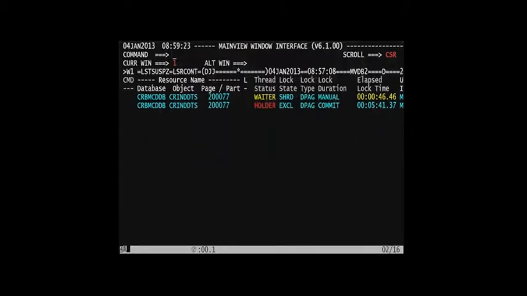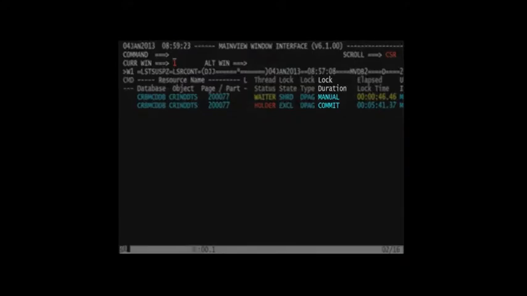I went a step further and looked at the particular resource, and it showed me the holder of that particular page, and you could see the lock duration as commit. So this holder has not committed its update or insert, and you can also see it held the lock for over 5 minutes.